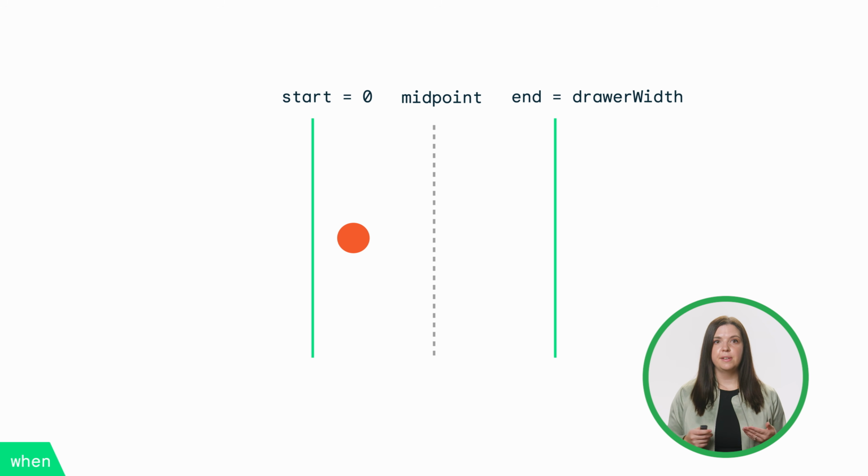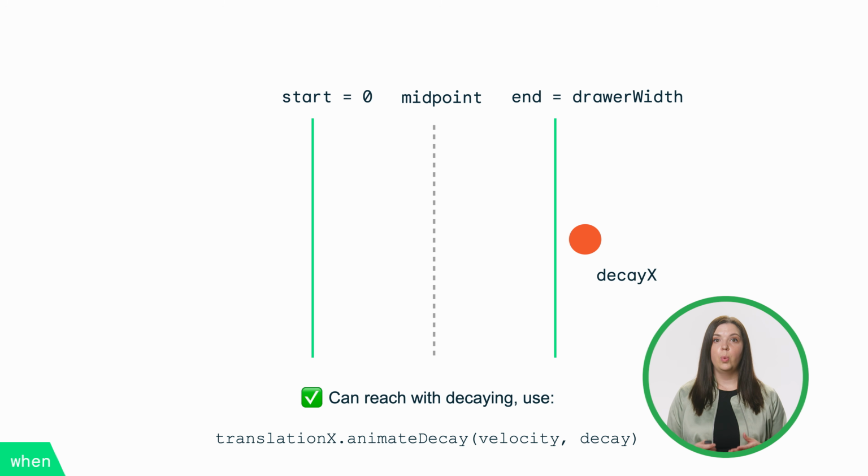Now, when a user lifts their finger, say they perform a fling, we use the current velocity of the gesture to determine the estimated decay x value, or where it would naturally end up. If the point reaches past the midpoint, we know we are targeting the draw width as the final destination. In this case, the decay x ends up past the draw width, so we can naturally reach the destination using a decay. We call animateDecay in this case.